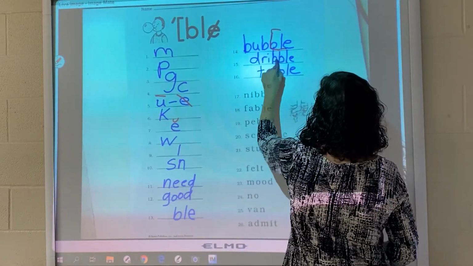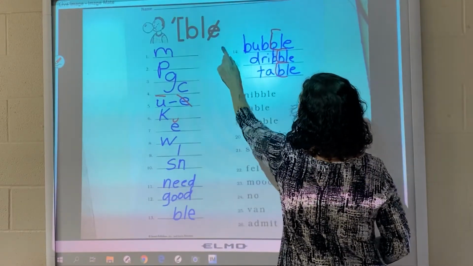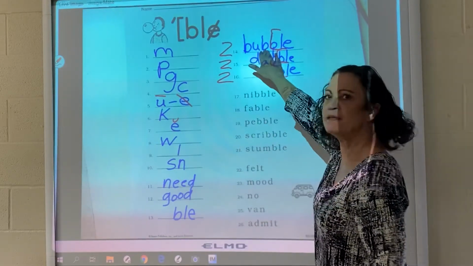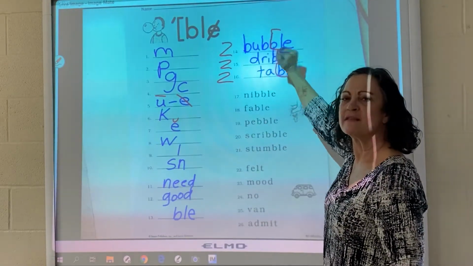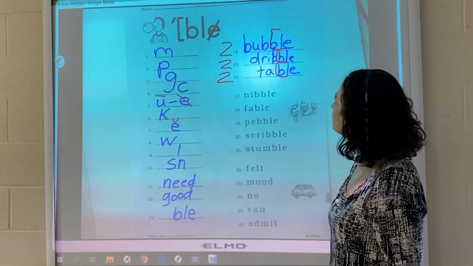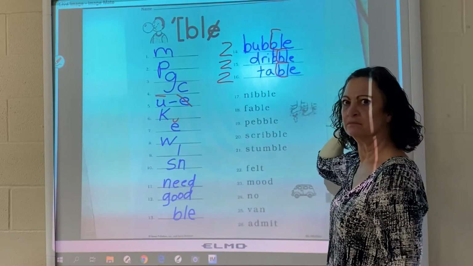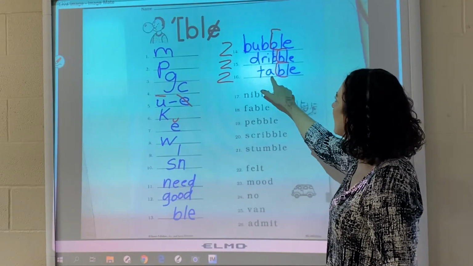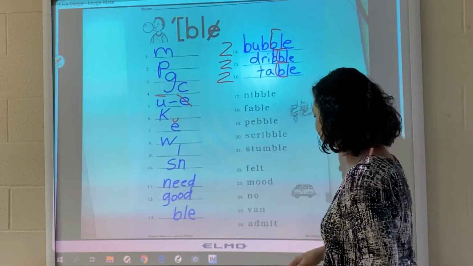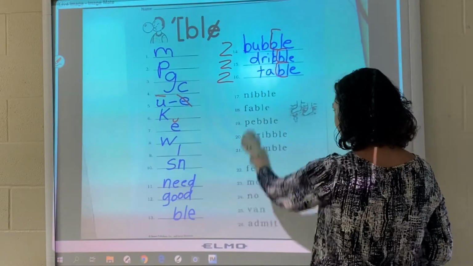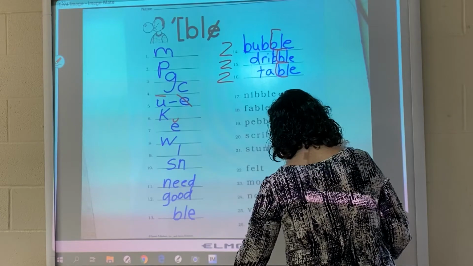Bull is its own syllable. So these are all going to be 2-syllable words. Bub is the first syllable. Bull is the second. Bubble. Then we have drib, dribble. And then table. Okay. All of these are final stable syllable bull words.